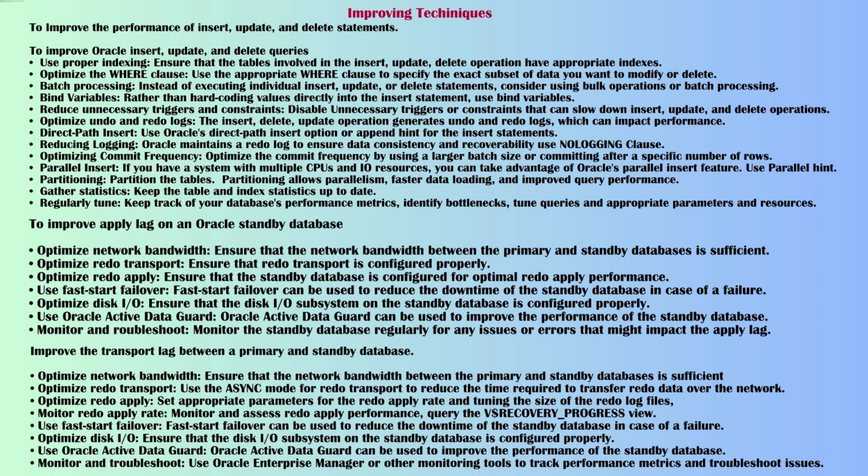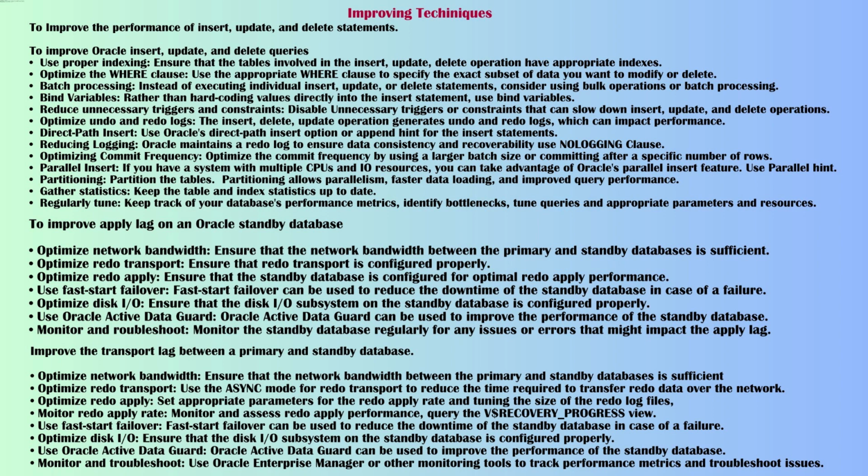How to improve transport lag between primary and standby database. To improve the transport lag between a primary and standby database in Oracle: Increase the network bandwidth. Ensure that the network bandwidth between the primary and standby databases is sufficient to handle the data replication traffic. If possible, upgrade the network connection to a faster one to reduce latency.